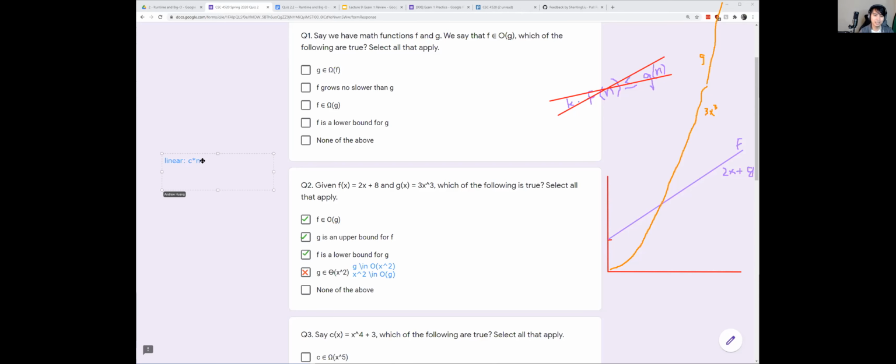Linear is c times n, right? So some constant c. Polynomial is n to the c. And then exponential is c to the n.